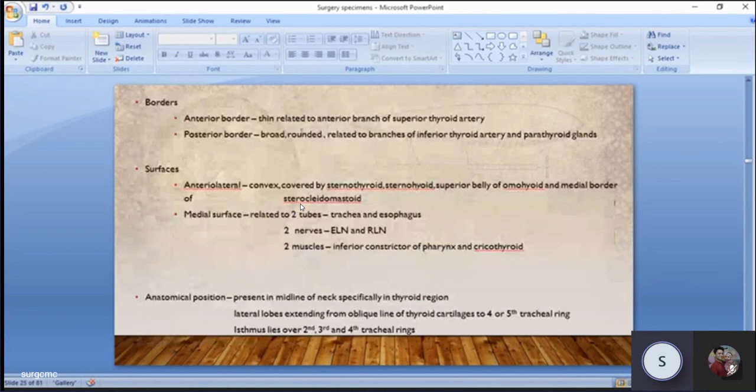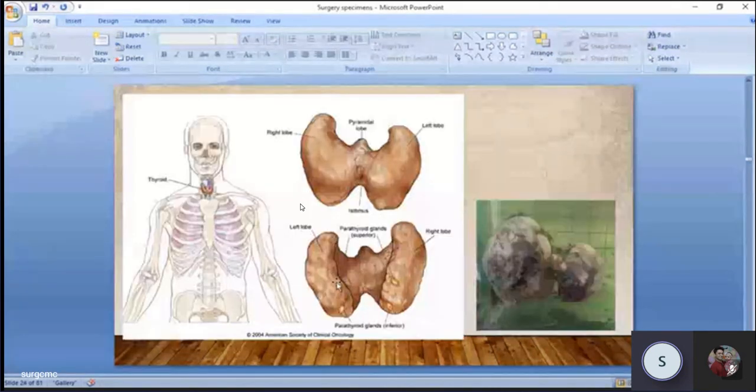Anterior border and posterior border. You should know which one is the anterior and which is posterior. The thin one is related to the anterior branch of the superior thyroid artery. The posterior border is usually round and broad, and related to the inferior thyroid artery and parathyroid glands. Usually on the posterior border, on the lower part of the thyroid, there are the superior and inferior parathyroid glands.